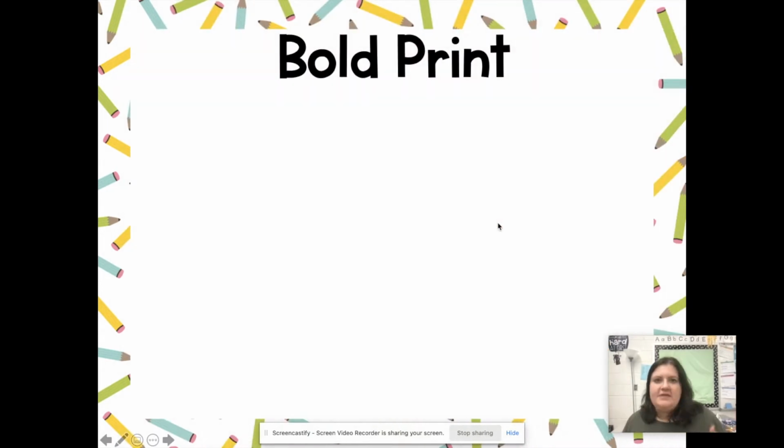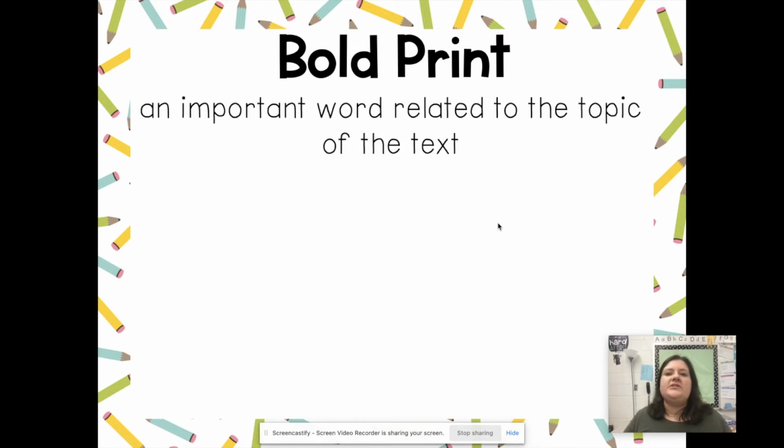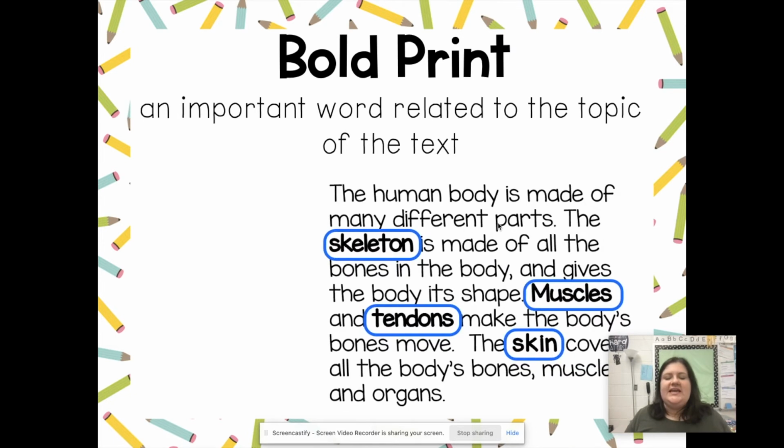Then we have one of my favorites, bold print. Bold print are important words related to the topic of the text. These are those words that you see in the darker print, what we call bold print or important words. In this particular story, you see skeletal, muscles, tendon, and skin are all bold print words. These are words that you will find in the text, and you will find their definitions in the glossary, which we will talk about a little bit later. These are words that are related to the story.